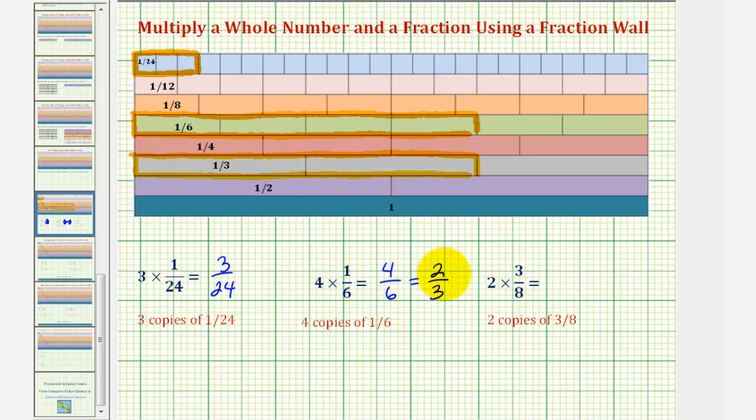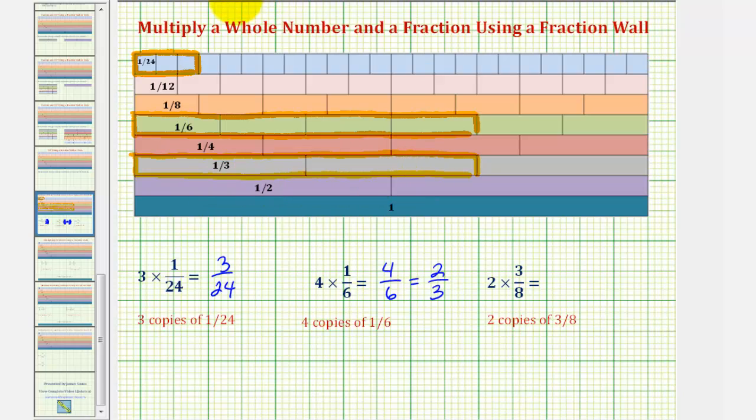We could have also expressed this product using a fraction with a denominator of 12, because we can use 1/12 rods to form a train of the same length. And we could also have used the 1/24 rods to form a train of the same length. But again, typically, we do want to express a product using the largest rods possible.